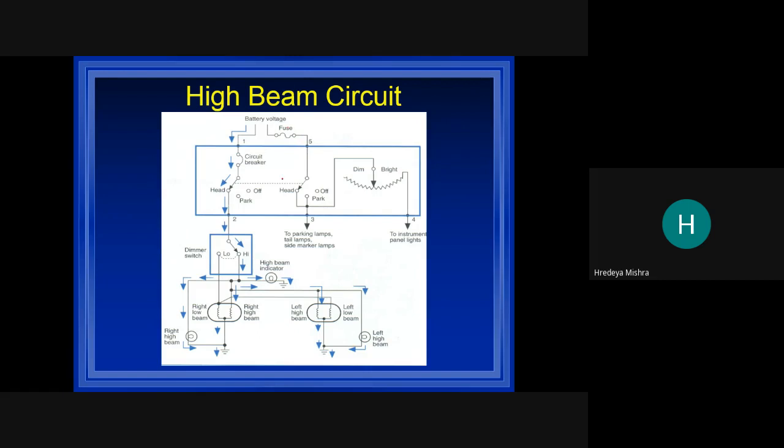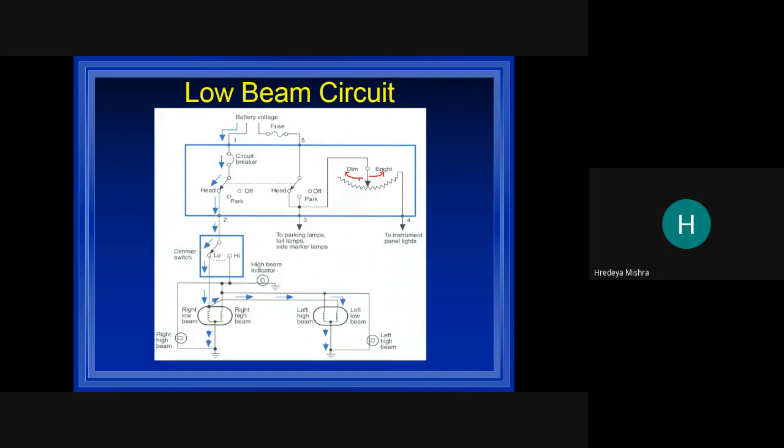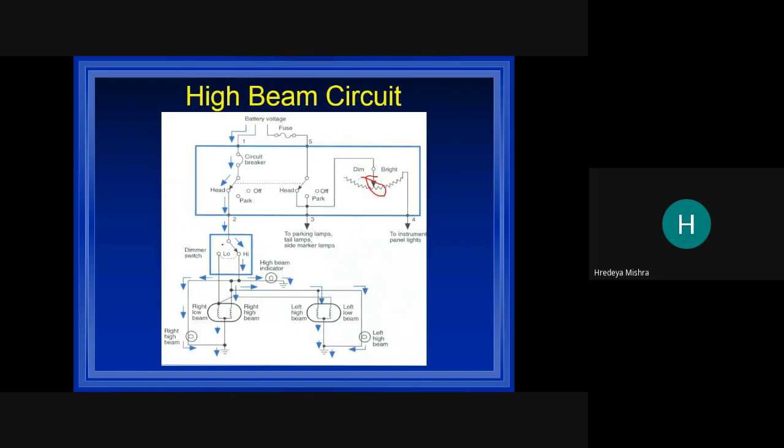This is about the high beam. These things are the same, but the control is there. Both the diagrams are the same, but see, this is here. High means we get the brightness, and if this is turned here, then we get the low light, means dim light.